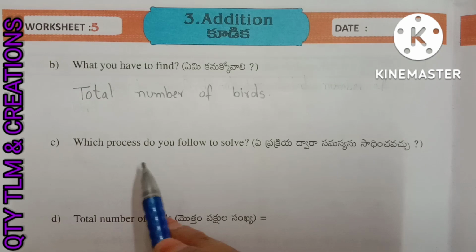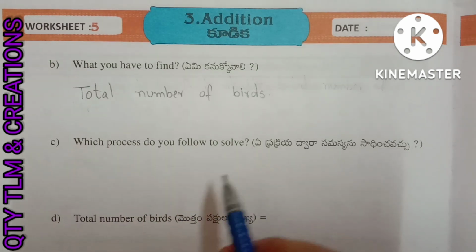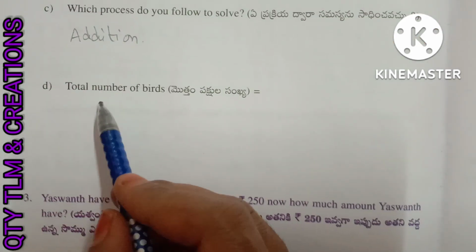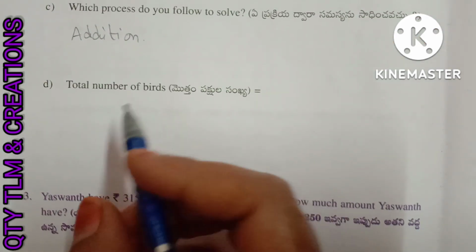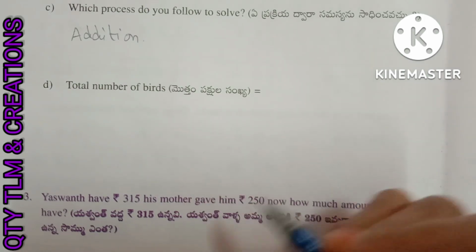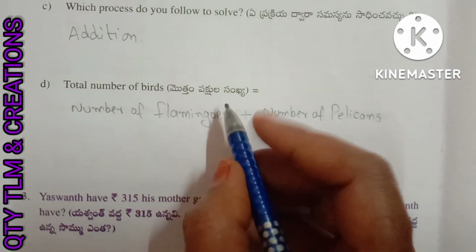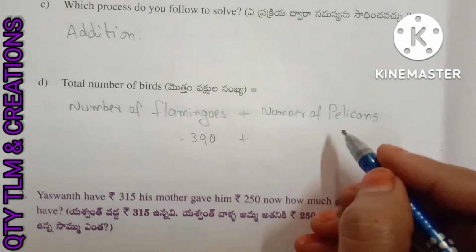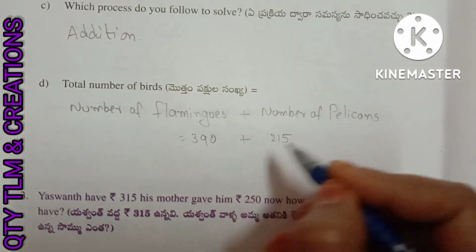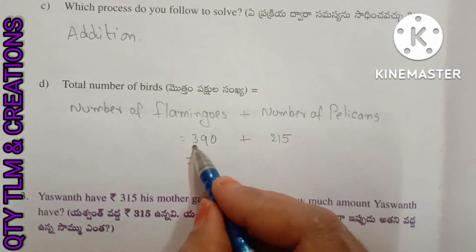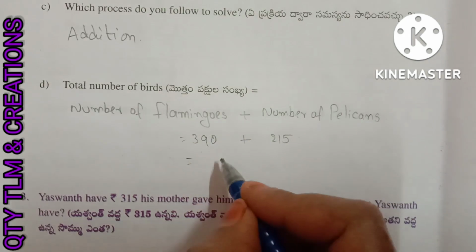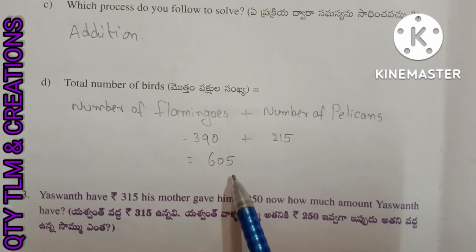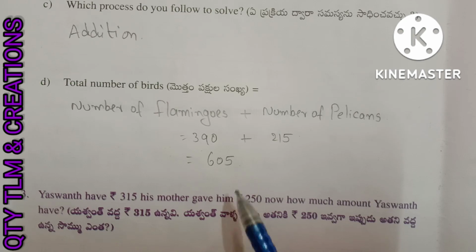Next question. Which process do you follow to solve? We must follow addition to solve the problem. Next D. Total number of birds. Number of flamingos plus number of pelicans. So number of flamingos are 390 plus number of pelicans are 215. Here we have to add 390 plus 215, we get 605. So we get 605 birds in Nelapattu Bird Sanctuary.